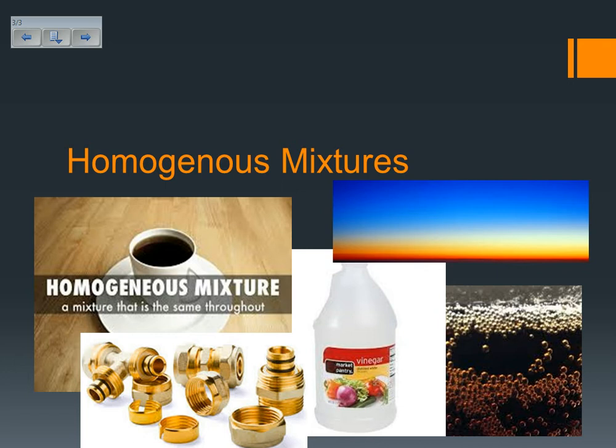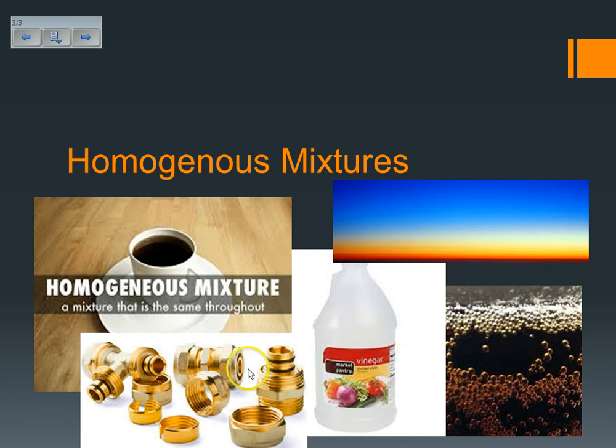Now, just like heterogeneous mixtures, homogeneous mixtures can also take many different forms. It can be in many different states. You can have solid-solid homogeneous mixtures. You can have solid-liquid. You can have liquid-liquid. You can have gas-gas. You can have solid-gas. However it works, okay? Any combination. But I have a few examples here of the more common ones.